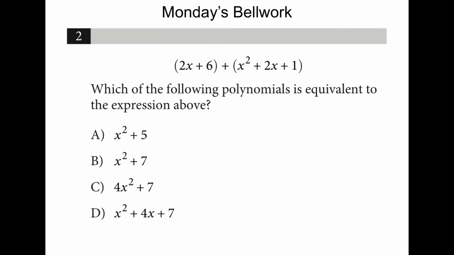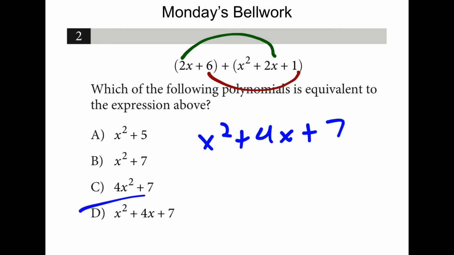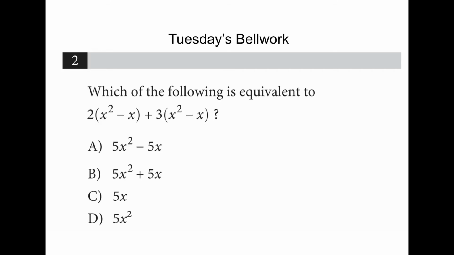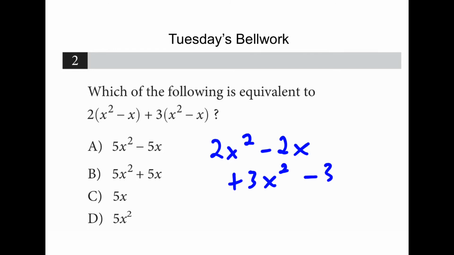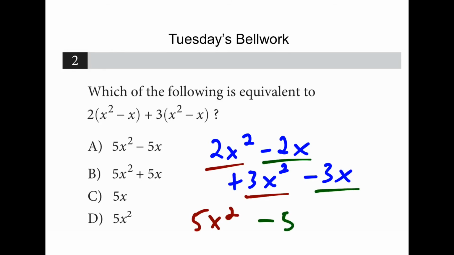For Monday's bell work, we are combining the x's, we are combining the numbers, so we're left with x squared plus 4x plus 7. D. For Tuesdays, first we have to distribute. That gives us 2x squared minus 2x plus 3x squared minus 3x. And then we'll notice that we have 2 and 3, so that's 5x squared. And negative 2 and negative 3, so that's minus 5x. A is the best choice.